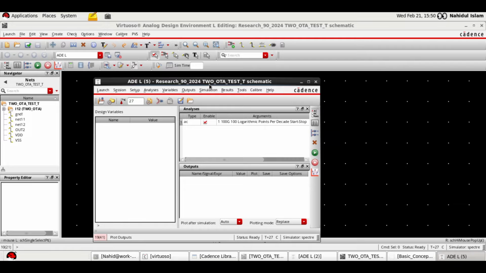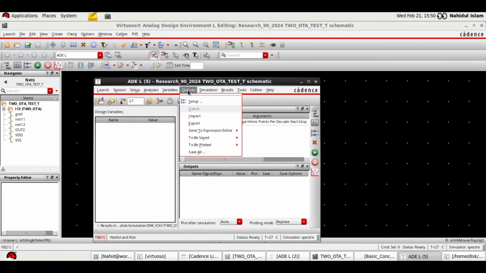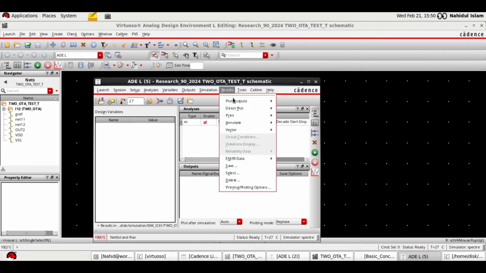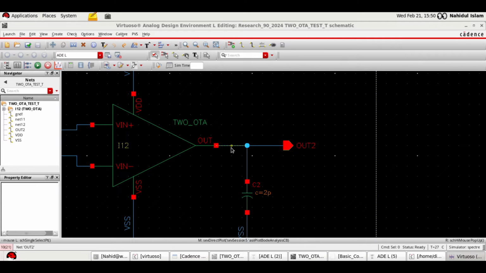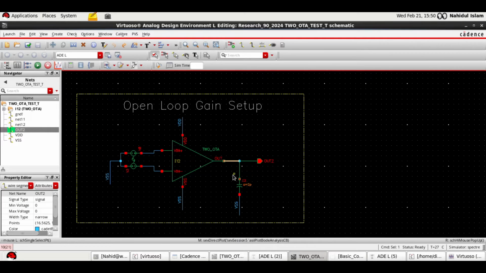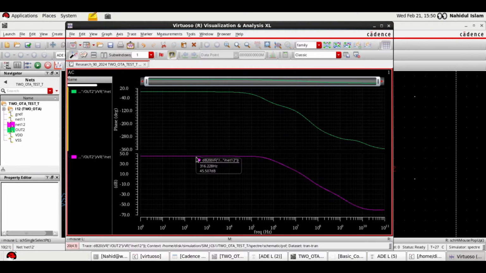To measure the AC gain and phase for the open loop configuration is a simple technique. Just run the simulation. After that, results, direct plot, and then AC gain and phase. Here you can click in here, output, and the input. Here you can easily find the plot for AC gain and phase. The gain is approximately 45.5 dB, and this is the phase plot.